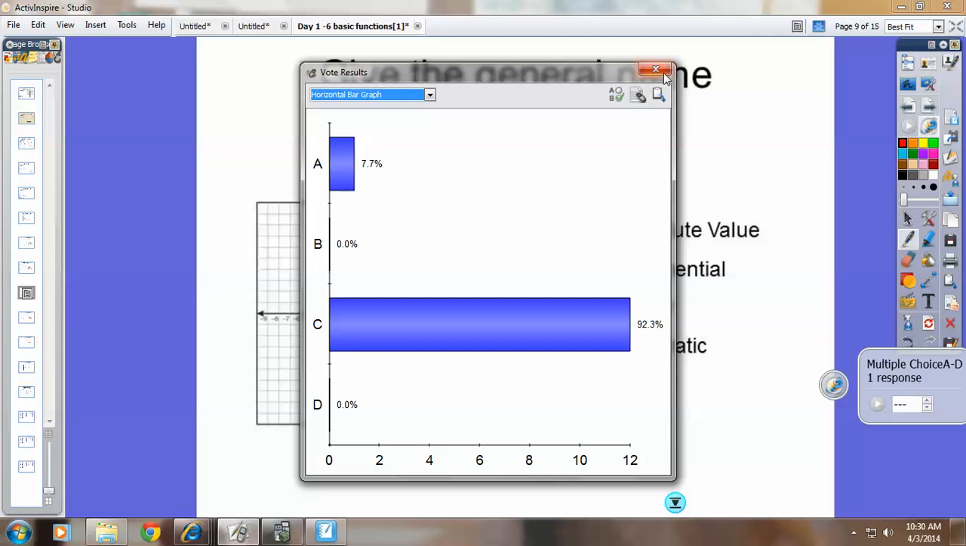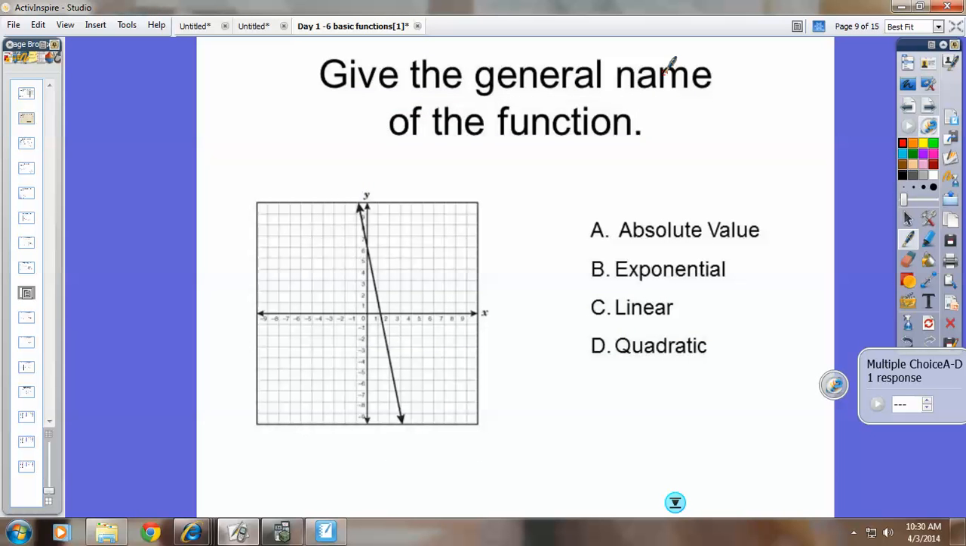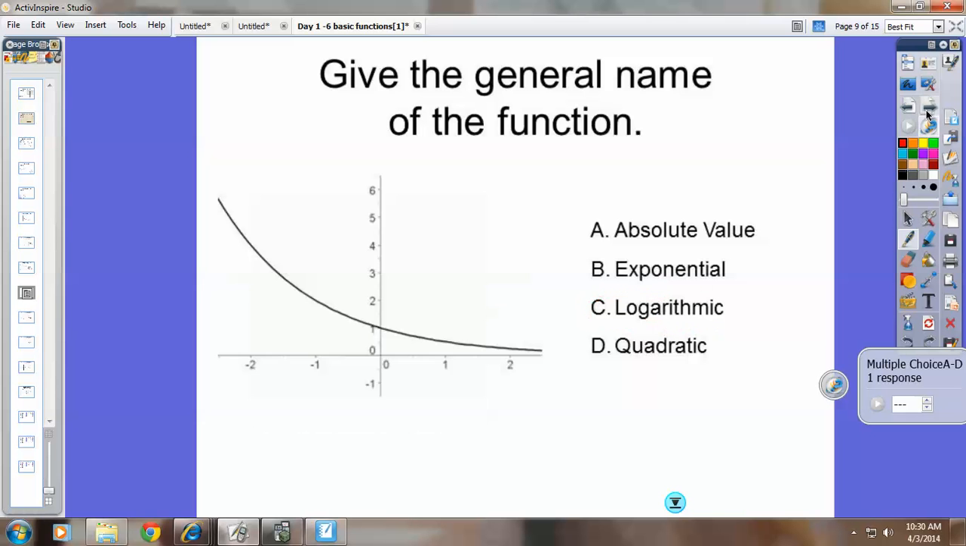If it makes a line, what is it? Linear. The word linear has line in it. It is linear. How about this one?